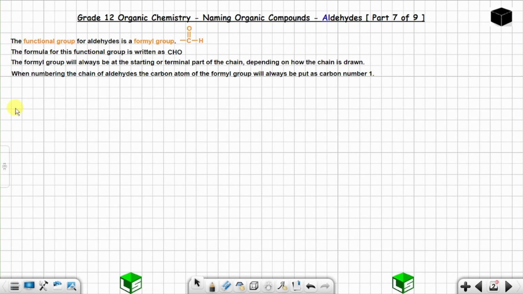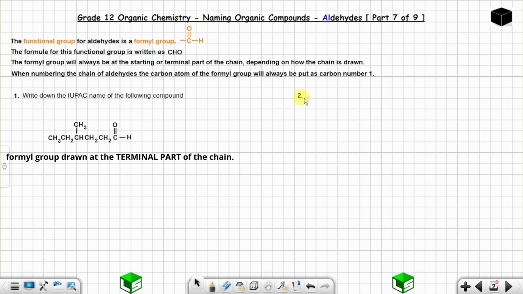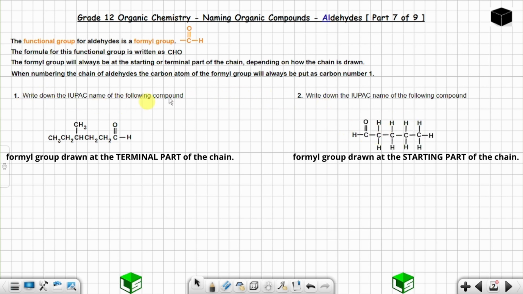So, example number 1, write down the IUPAC name of the following compound. This is the compound. And example number 2, write down the IUPAC name of the following compound. This is the compound. So we have 2 examples. We are going to name these compounds according to the IUPAC system.